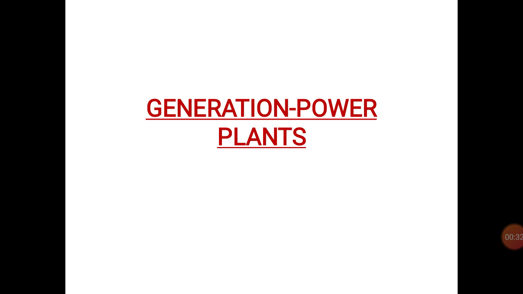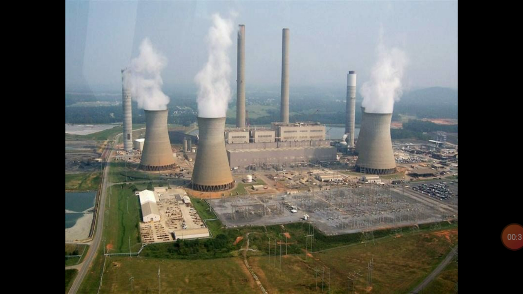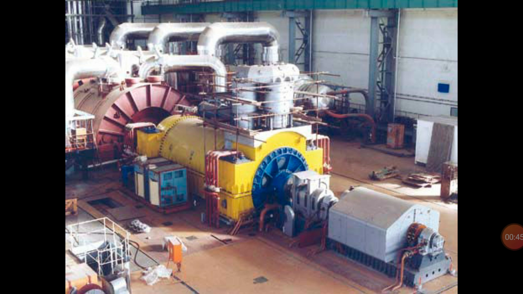Now let us start with the power generation. The power generation is done at power plants. This is a power plant. The heart of power plant is the power generator or alternator or AC generator. The AC generator is used to produce AC power.